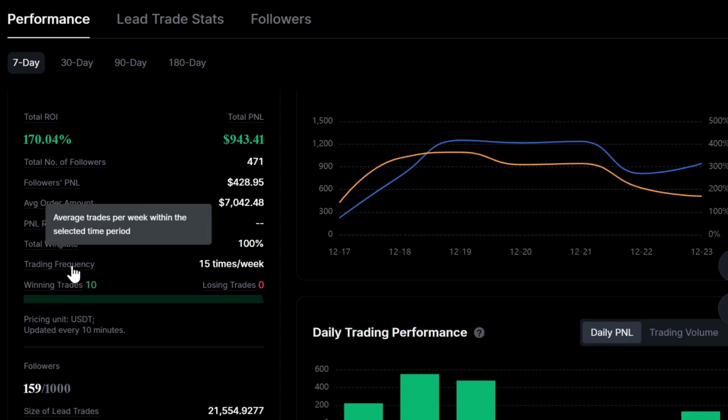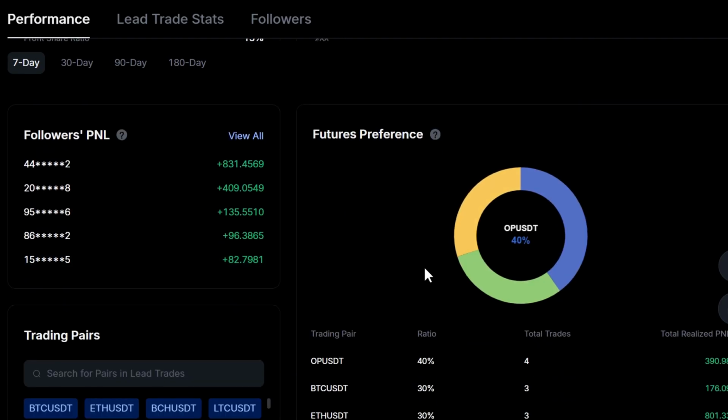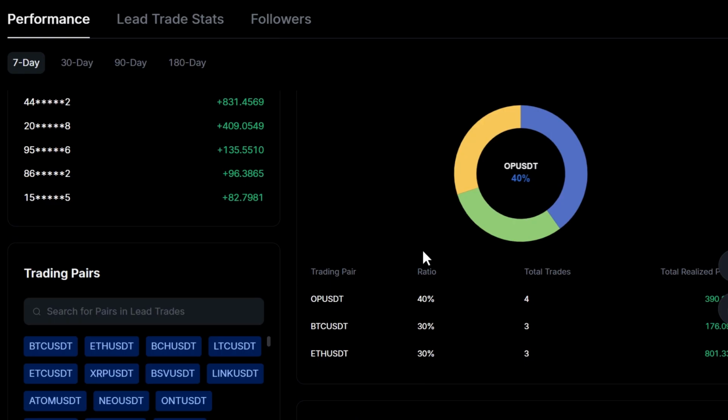Trading frequency. I prefer to have multiple trades, but maybe you don't, so check out this section as well based on your risk tolerance. Futures token preferences: focus on traders who mainly trade major coins like Bitcoin and Ethereum. Low cap altcoins are way higher risk and can move against you very quickly.